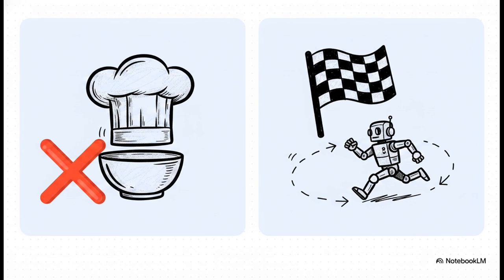To really anchor this conceptual shift, let's look at Kaparthys' exact phrasing. The flawed approach is giving the AI a recipe, like telling it exactly what steps to take.